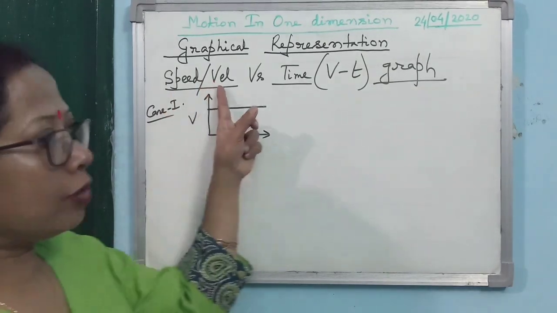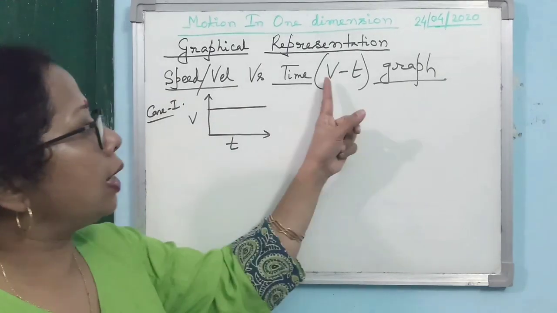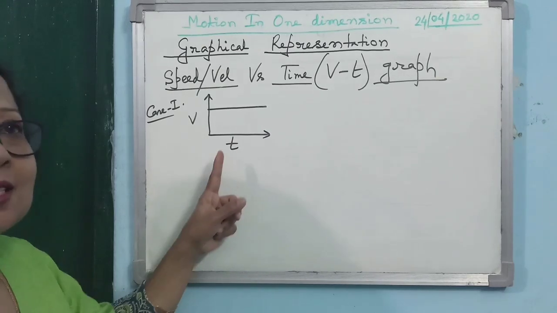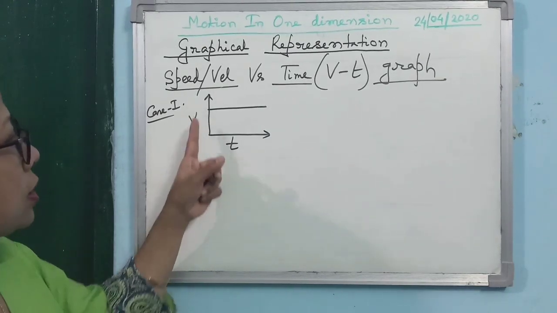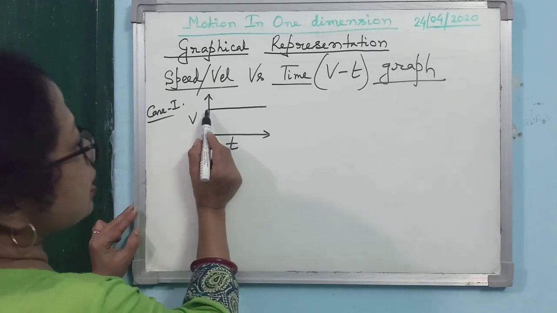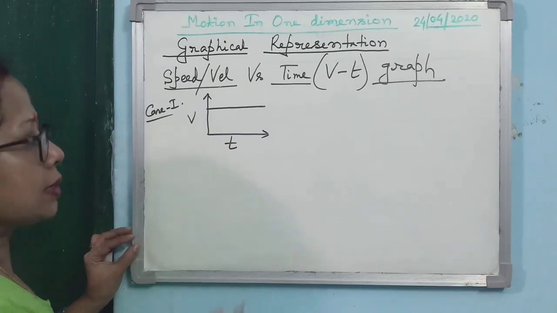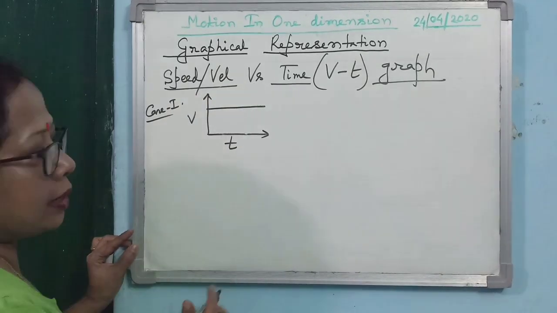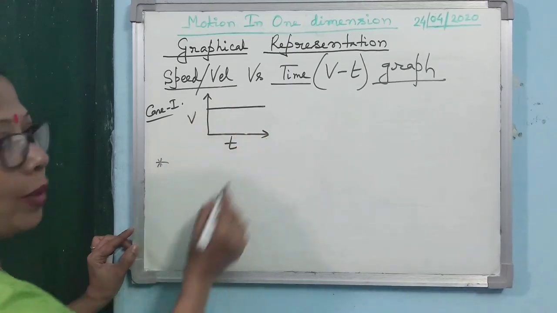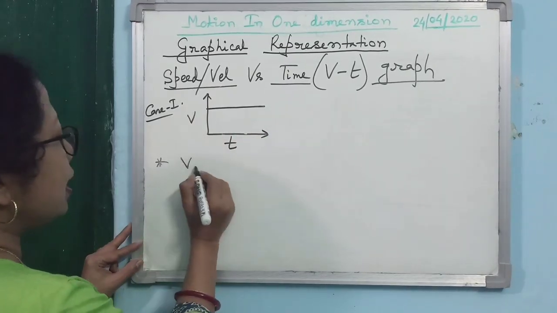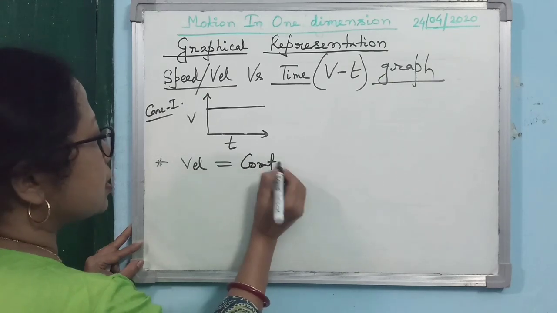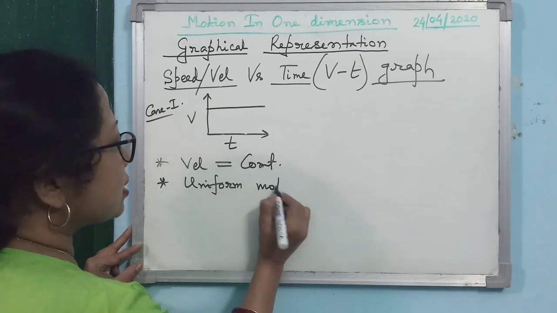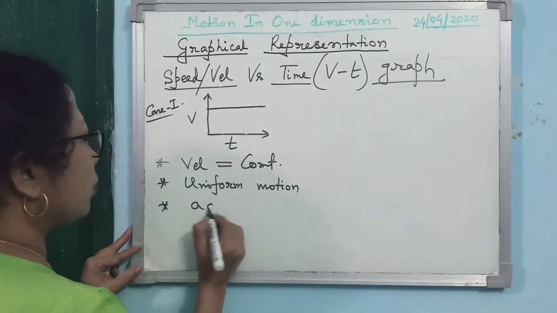Next is the speed or velocity versus time graph. We call it the VT graph. So here also time is independent, so time along the x-axis and velocity dependent, so velocity is plotted along the y-axis. So again, if it is a straight line parallel to the time axis, then you see what is happening. Time is increasing, but velocity remains the same, constant. So what does it indicate when this kind of velocity time graph is there? It means that velocity is constant, it means uniform motion, and it means acceleration 0.